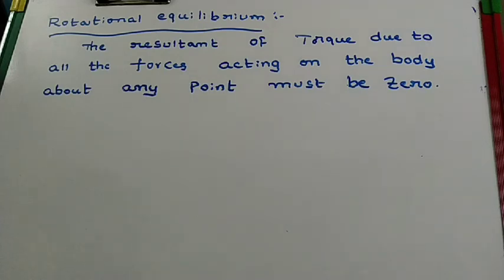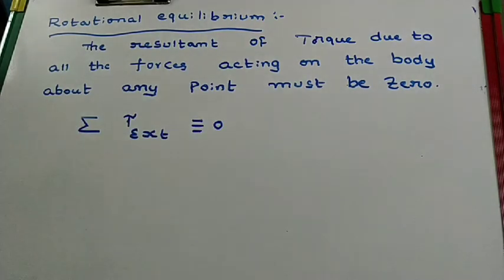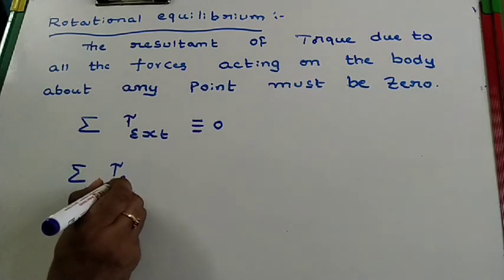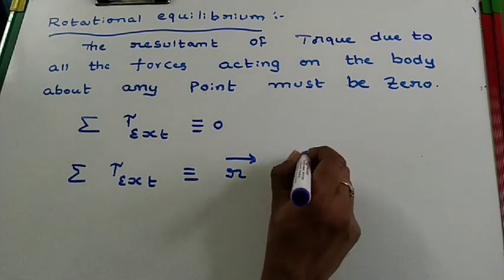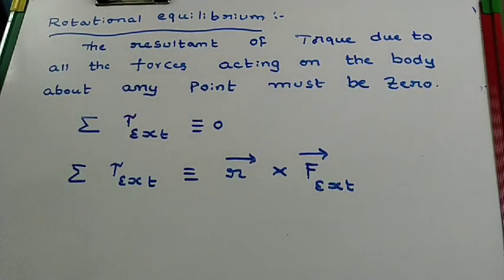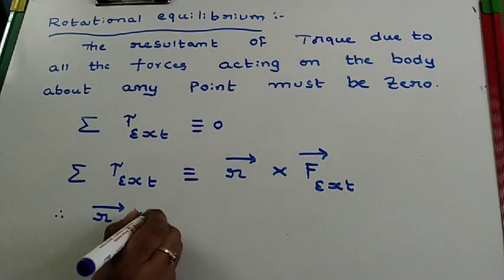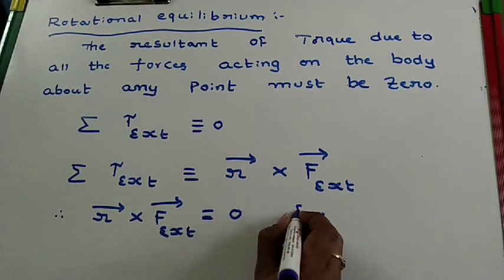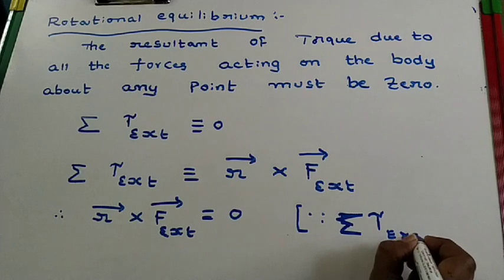That is, sigma torque external is equal to 0. That is, sigma torque external is equal to R vector cross force vector external. Therefore, R vector cross force external vector is equal to 0. The reason is sigma torque external is equal to 0.